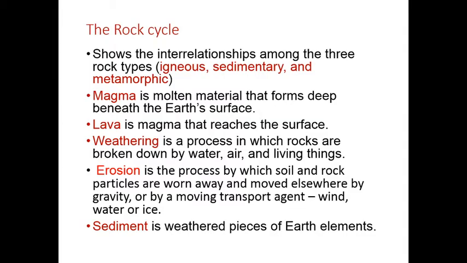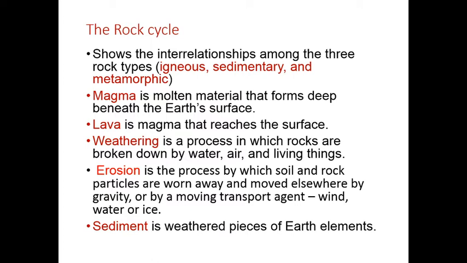So the rock cycle, as I mentioned, an important process. Well, when we say rock cycle, no end, no start. So the rock cycle shows the interrelationship among the three rock types. So we have the igneous, the sedimentary, and the metamorphic. So just to define some terms in relation to the rock cycle, we have magma. So magma is a molten material that forms deep beneath the Earth's surface. So lava is magma that reaches the surface.